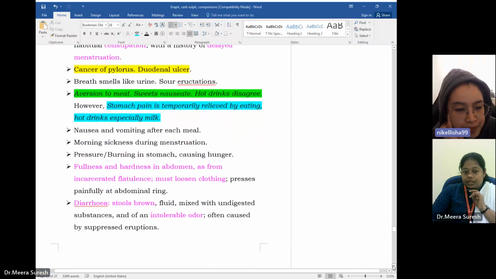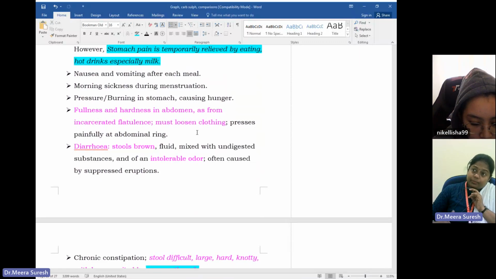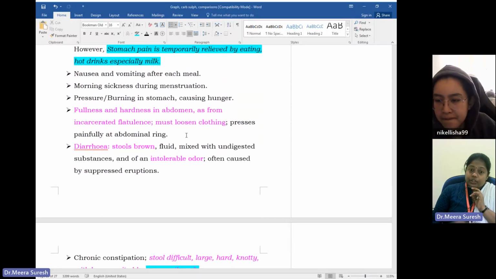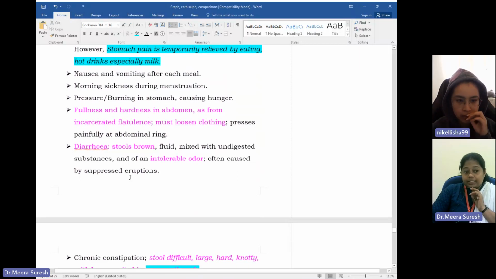Then another one will be fullness and hardness, like incarcerated flatulence, like what we said in carbo, with the same pyrosis, must loosen clothing. Actually, this is a common symptom, and it is a disease symptom also. Whenever there is an abdomen full of flatus, we can't bear any tight clothing. We want it to be loose. So almost all the drugs you're going to learn, in which there is flatulence accumulation in the abdomen, you can see that they can't bear tight clothing. They want to loosen it. So that's a very common disease symptom.